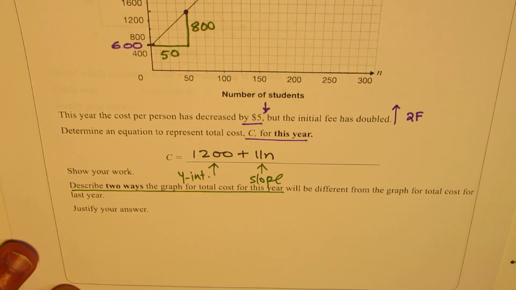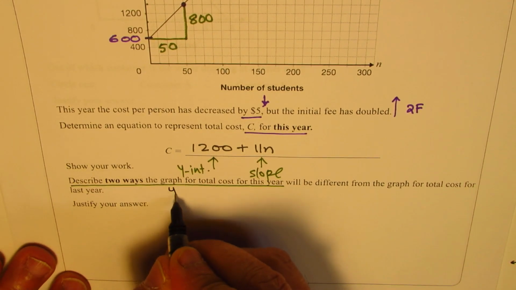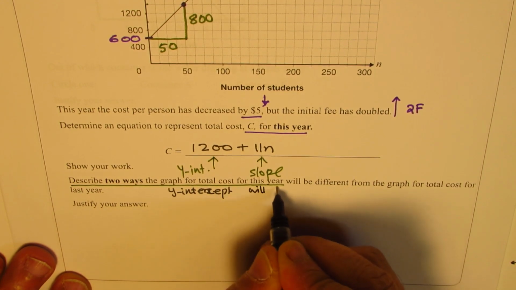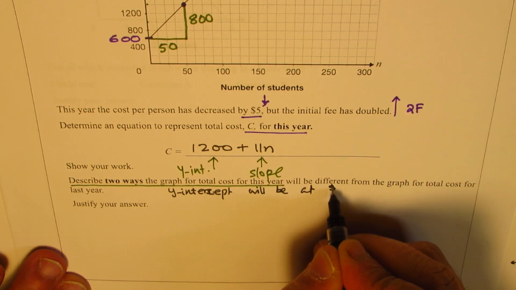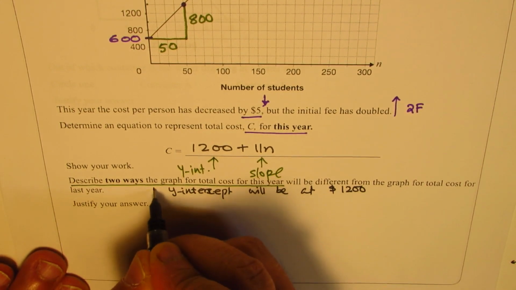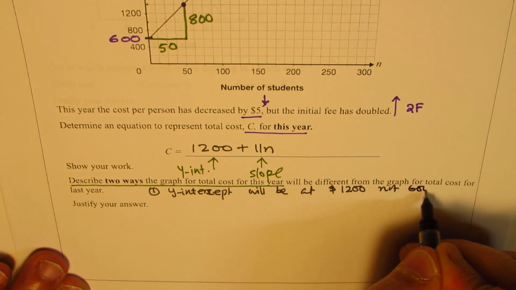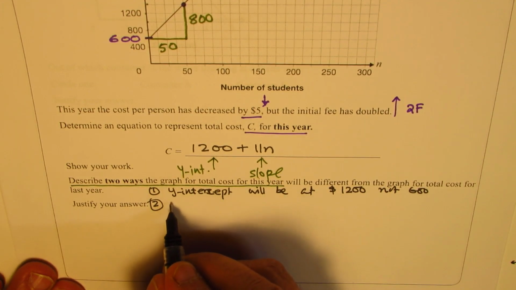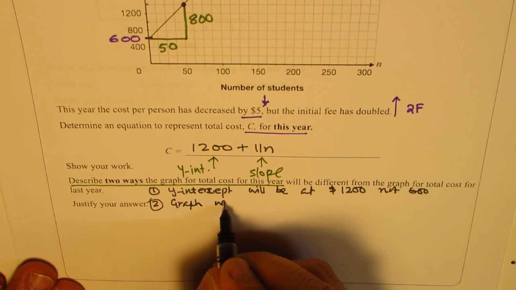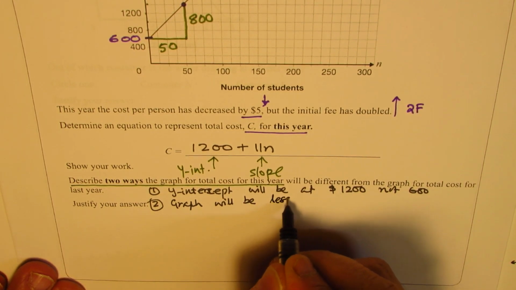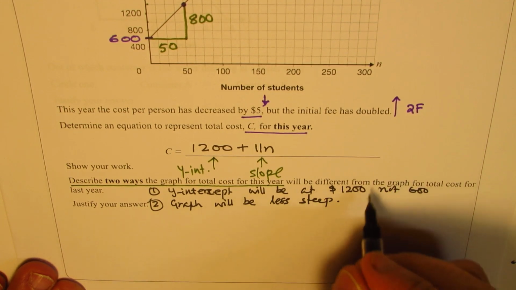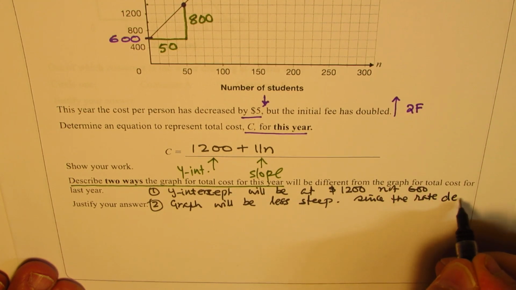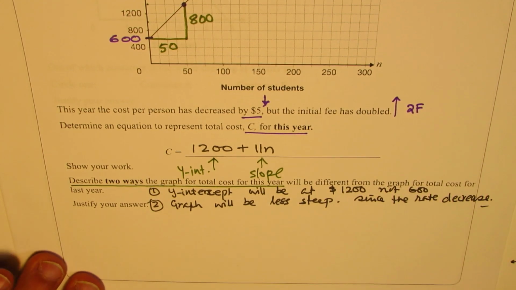So the description here should be something like this, that the y-intercept will be at $1200, right? This is one way, not 600, since it is double, right? And second is, the steepness will be lesser, so the graph will be less steep, right? Since the rate decreases. Perfect. Is that clear to you?